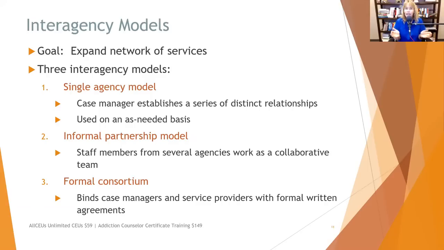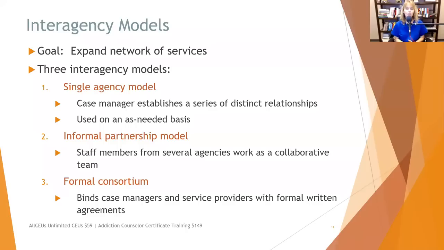So you say, how can I get somebody on this team that can help clients get to housing? Well, you need a delegate from Housing and Urban Development. You need a delegate from the health department. You need a delegate from any of those other resources that your agency doesn't actually provide. You need to get them on the team. In a single agency model, the case manager establishes a series of distinctive relationships that are used on an as-needed basis. So you're going to have these relationships with these other agencies and people, and as appropriate for each individual case, you may call them in.